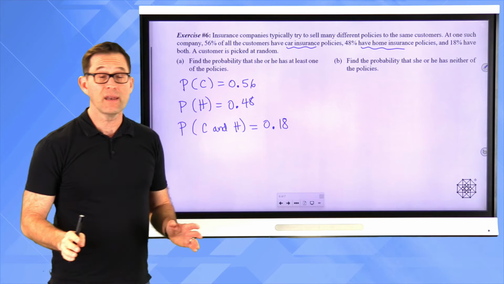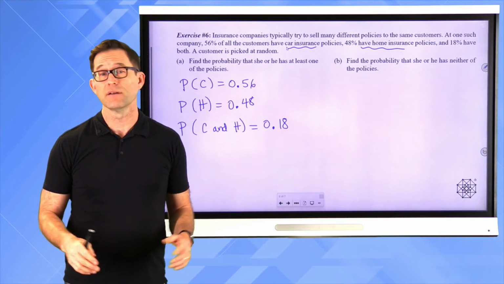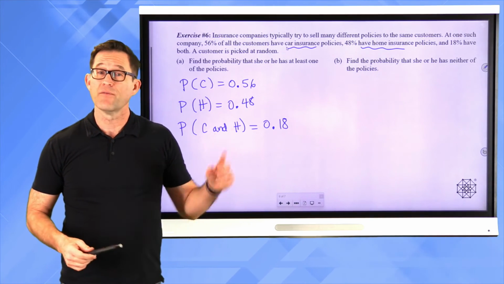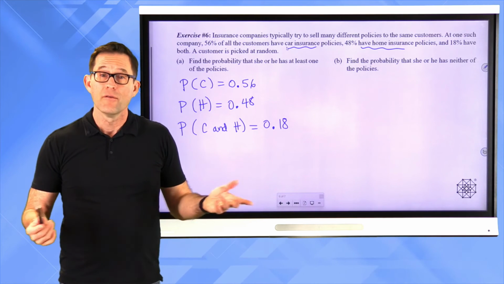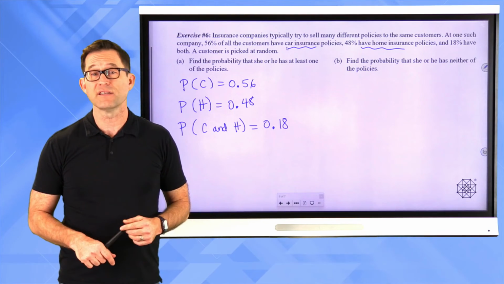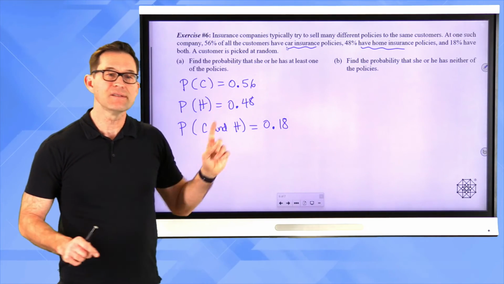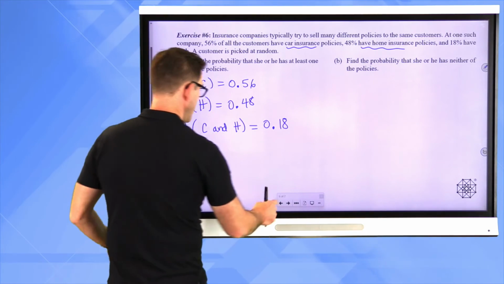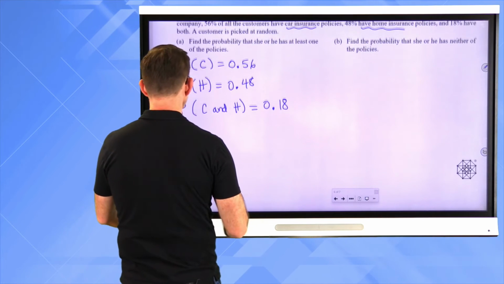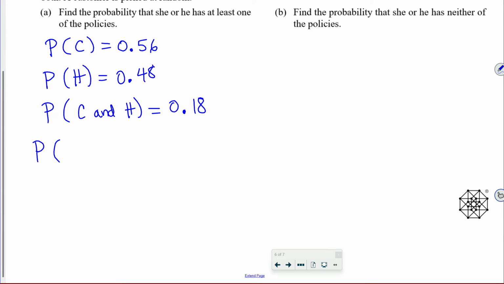And if it's helpful for you to think about it as, look, there's 100 people, and 56 of them have car, 48 have home, and 18 have both. Awesome. So to have at least one, to answer that question, is saying, what is the probability that they have car or home insurance?